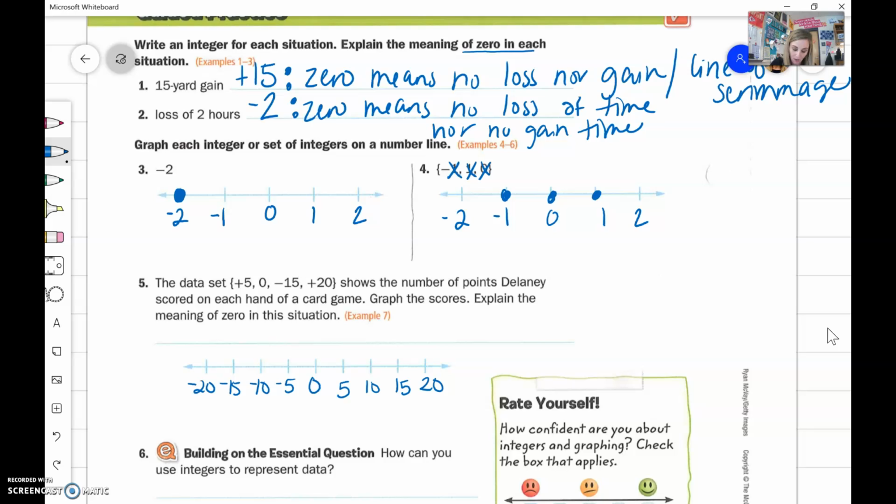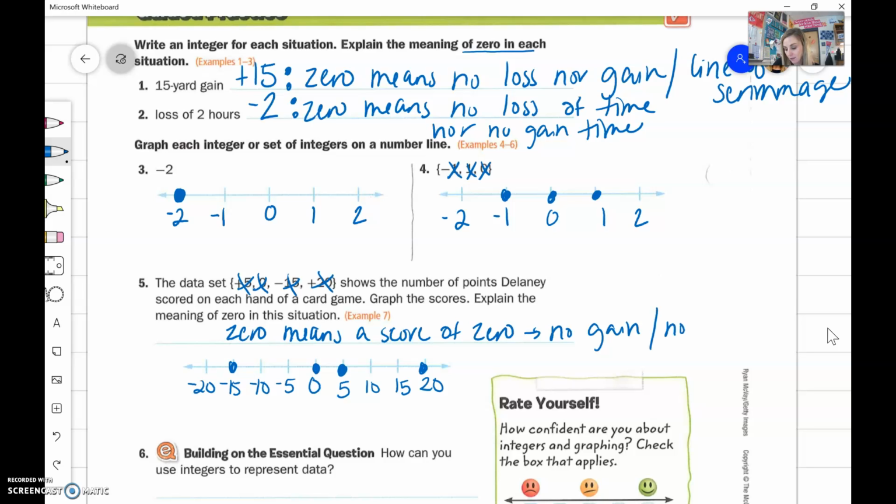Okay? Now, let's first set them on here. So I've got a +5 right there, 0 right there, -15 right there, and then +20 right there. Now, explain the meaning of 0. Okay? 0 means a score of 0 because it's a card game. It's a score of 0. You could also say there's no gain, there's no loss, because you're not getting any points and you're not losing any points.